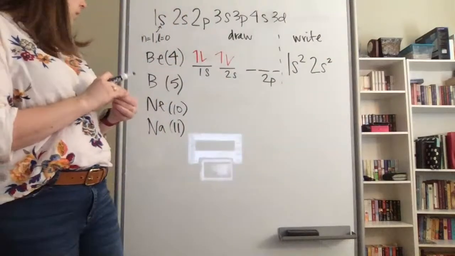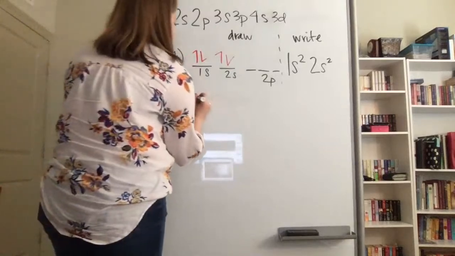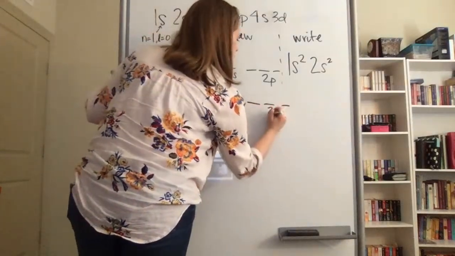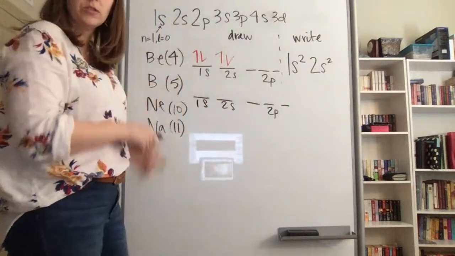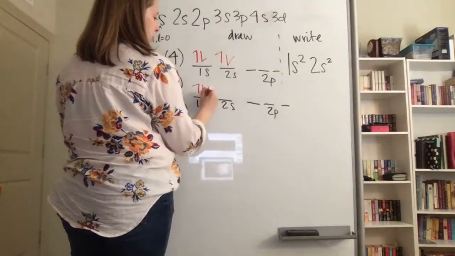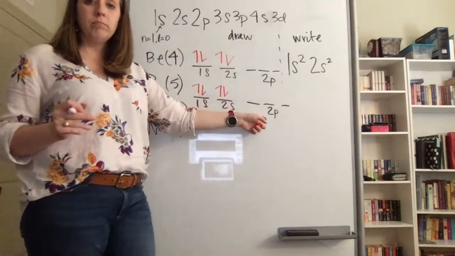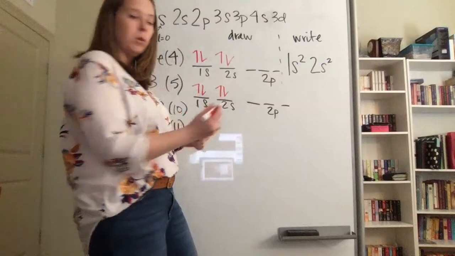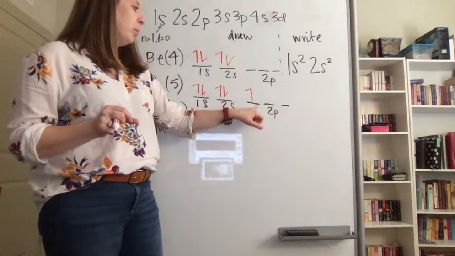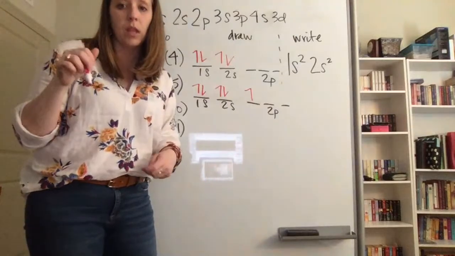So let's think about boron, which now has 5 electrons. We have the 1s, 2s, 2p. So when we add our 5 electrons, we add 1, 2, 3, 4. Now this 5th one needs to go in a p orbital, but I'm going to put it in the first one. I put it in the first one because I felt like it. You could put it in the first one, in the second one, or the third one. You could put it down if you would like.